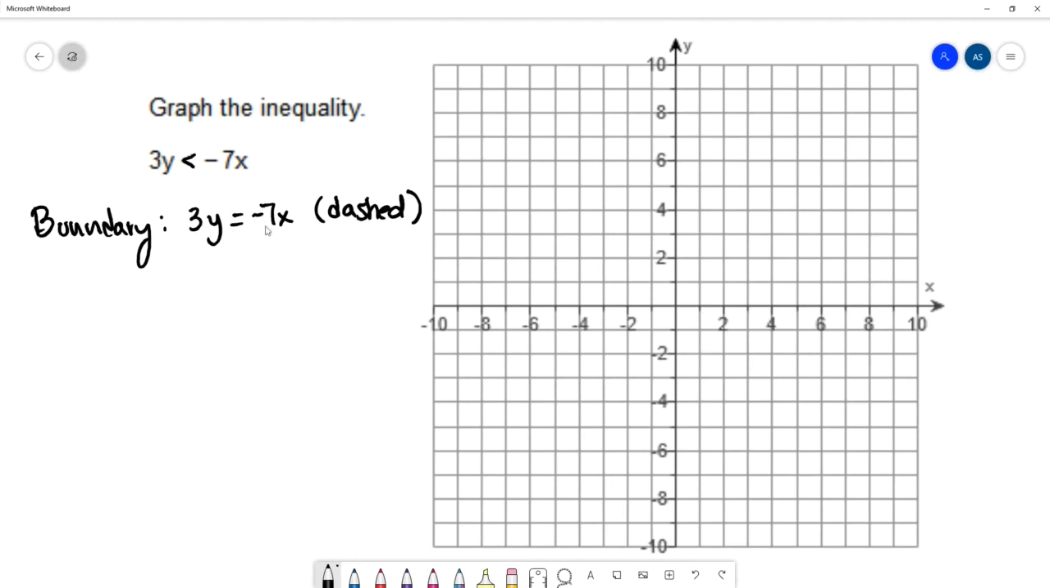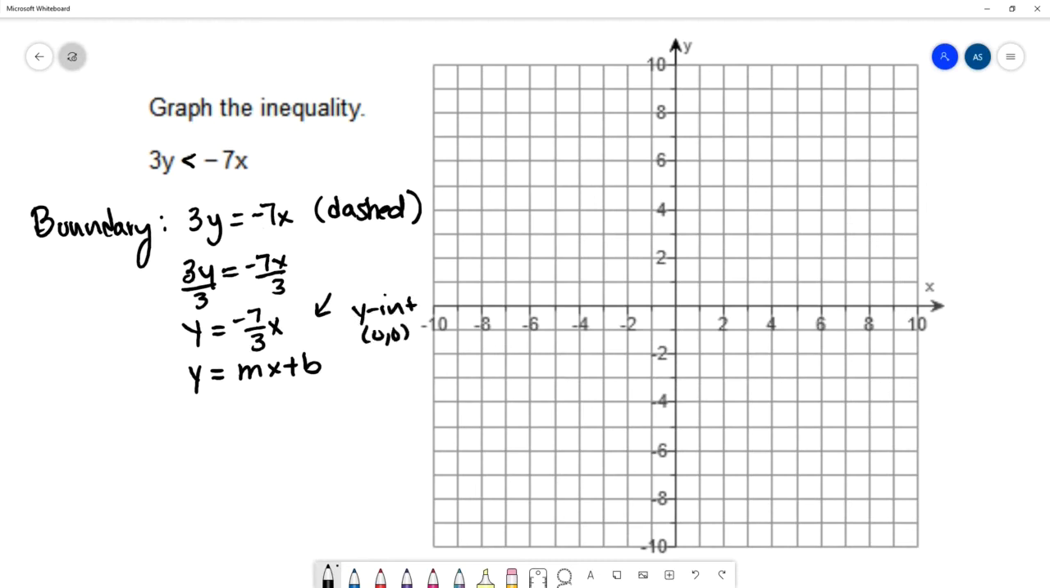So to draw this line, I'm going to rewrite it. 3y equals negative 7x. Let's divide by 3. We get y equals negative 7/3 x. Now the reason I rewrote it is because I wanted to write it in slope-intercept form, y equals mx plus b. So because I don't have any number added here, I know the y-intercept, b, is 0, 0. And I have the slope of the line being negative 7/3. So that's going to help me find a second point on the line.